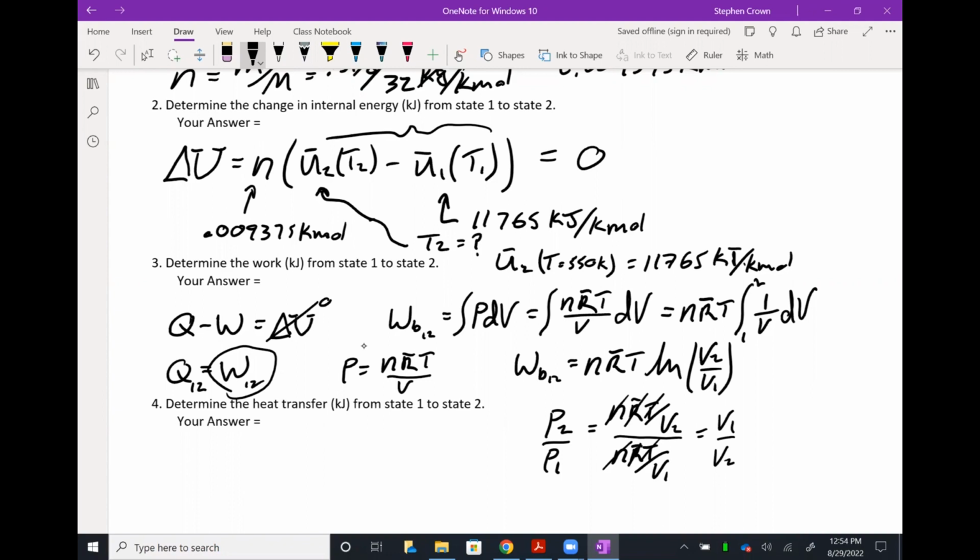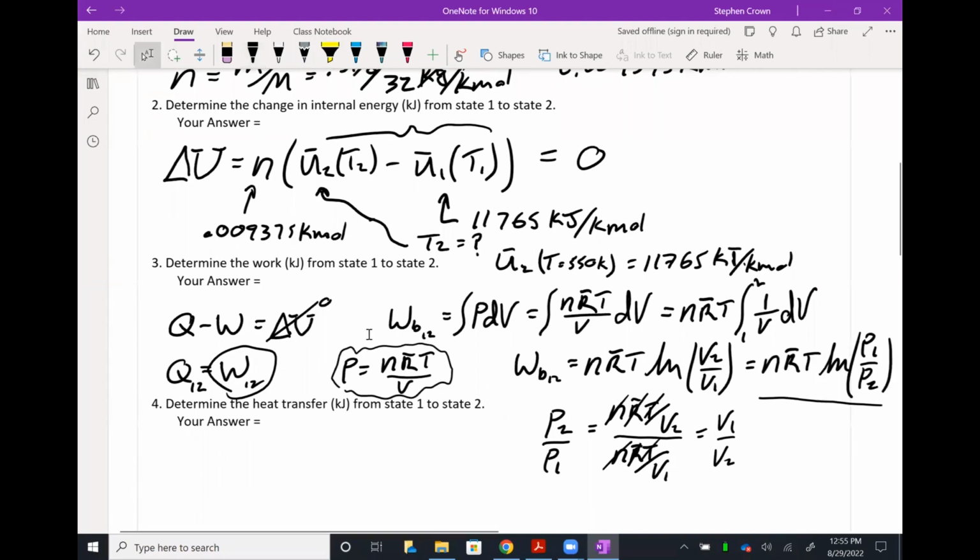So I can make a substitution here and replace V2 over V1 with P1 over P2. And I get n R bar T natural log of P1 over P2. P1, I believe, is 1.5 bar and P2 is 4.5 bar.